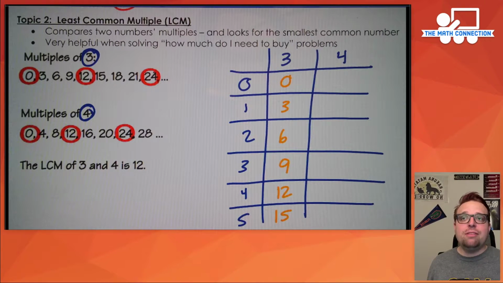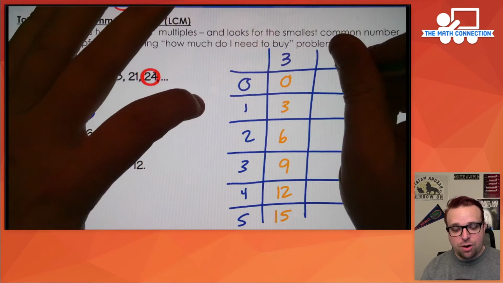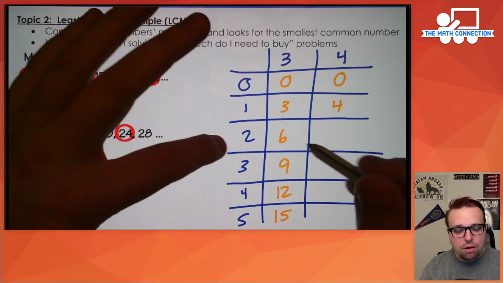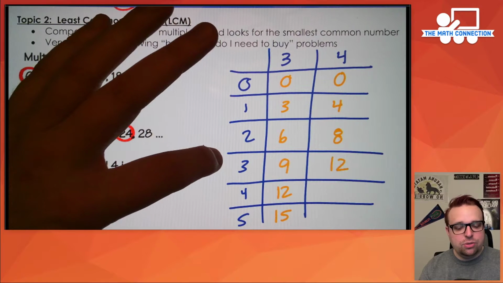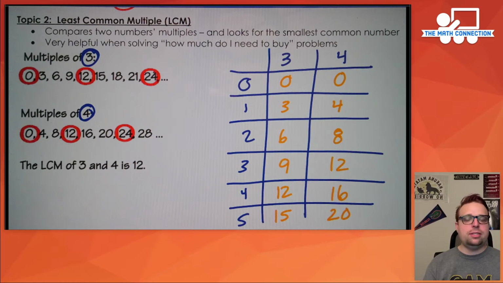Let's do the same thing for 4. So we're going to do 4 times 0, which is 0. 4 times 1, which is 4. 4 times 2, which is 8. 4 times 3, which is 12. 4 times 4, which is 16. 4 times 5, which is 20.